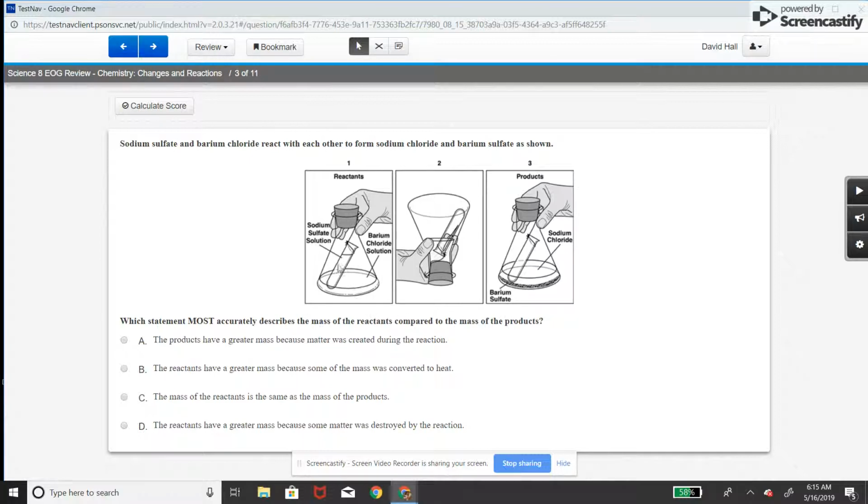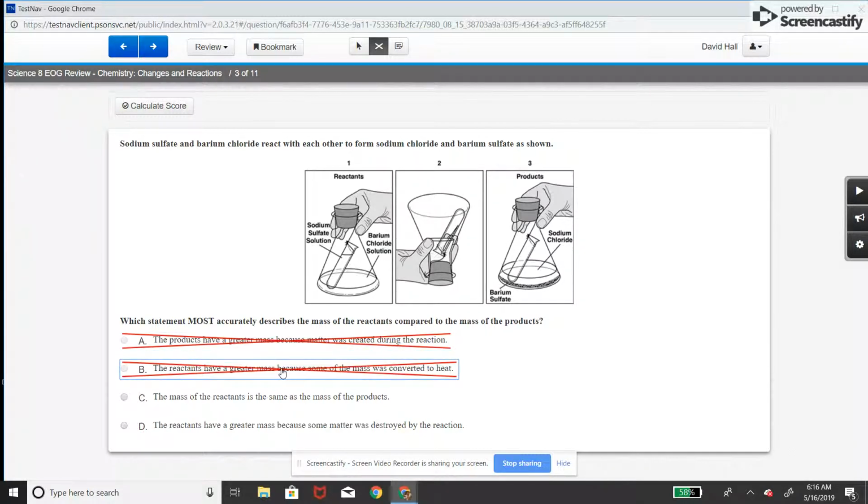Okay, this is what we would say is a closed system happening in here. Nothing's able to escape. Nothing's getting in. Closed system. So the law of conservation of mass tells us the products have a greater mass because the mass was created. Mass cannot be created or destroyed. Reactants have a greater mass because some of the mass is converted to heat. Again, if it's converted to heat, it's a closed system. Nothing's going to leave. The reactants have a greater mass because some matter was destroyed by the reaction. Again, this is a trick. Matter's not created up here. It's not destroyed. The only answer that fulfills the law of conservation of mass is the mass of the reactants is the same as the products.